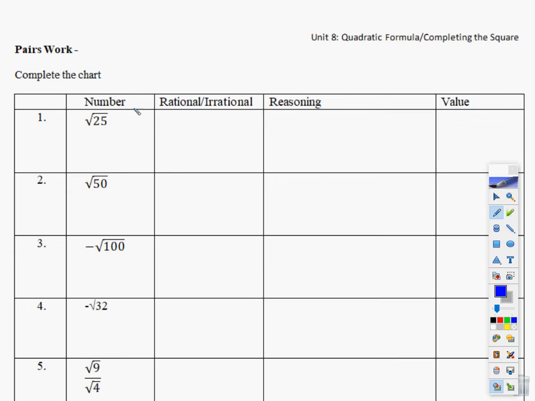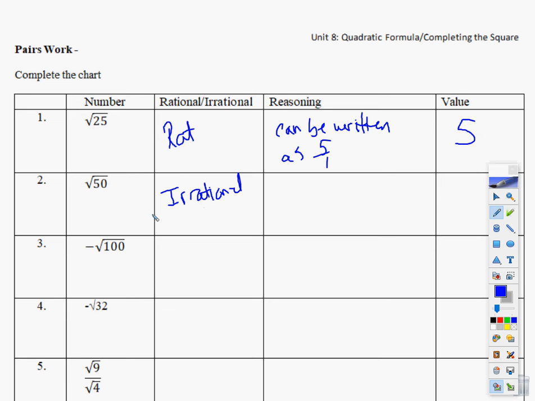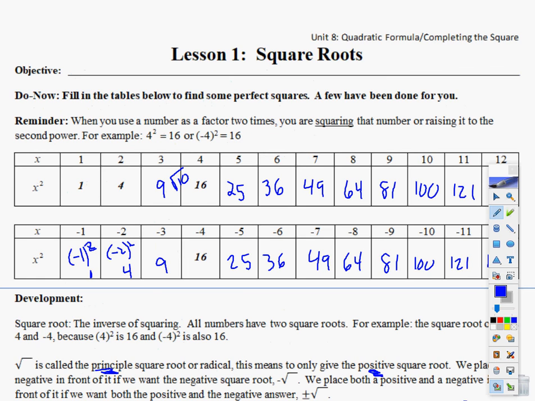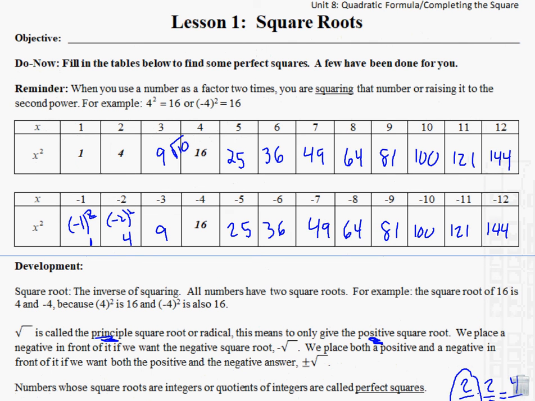And that's that. So the principal square root of 25, the value is 5. Therefore, it's rational. And my reasoning is because it can be written in the form of a over b. I'll say it can be written as 5 over 1, right? So it can be written as a fraction. Something like the square root of 50 is now irrational. This number 50 never appears on our list of perfect squares. That's something you want to look back at to determine whether it's rational or irrational.